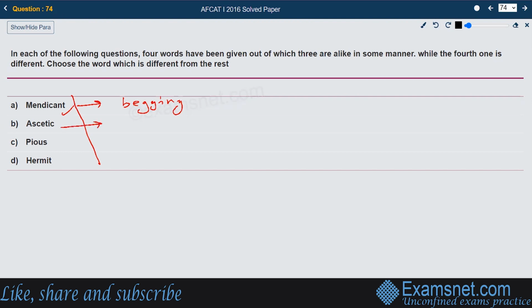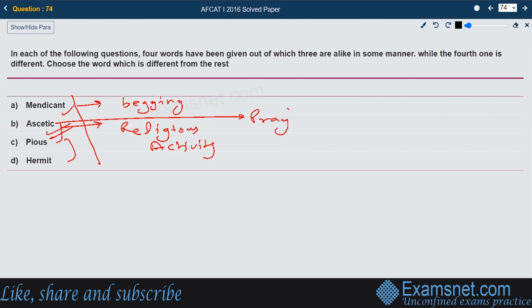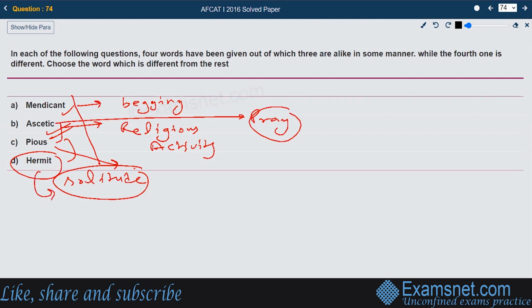Ascetic. All these three words, ascetic, pious, and hermit, are related to religious activities. The person who does religious activities is called an ascetic, a person who prays. Pious is again a religious person. Hermit is again a person who is very religious in his activities and in his nature, and who lives in solitude. Ascetic is again a person who does prayer, and pious is another person related to religious activities.